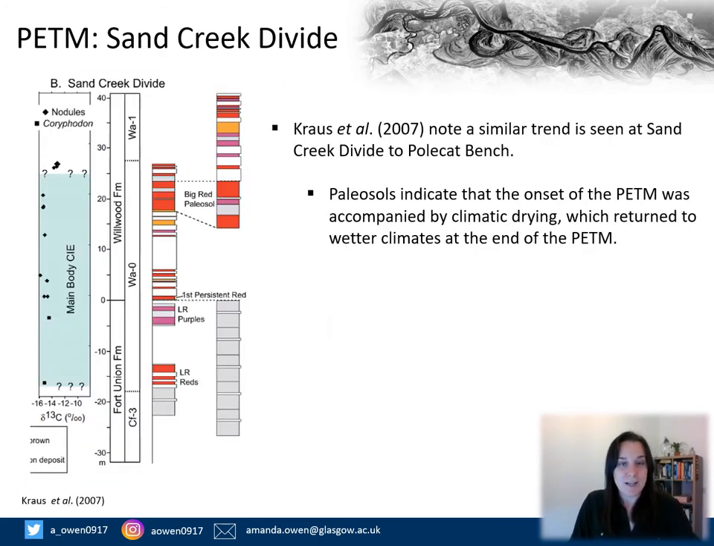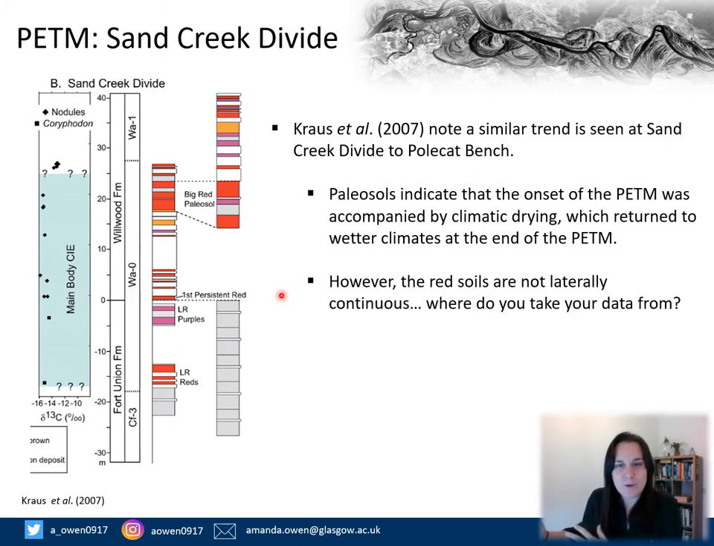So at Sand Creek Divide, our final stop, again, authors noted that there was a similar trend seen at Polecat Bench, where we had much more red and mature soils during this climate event, which in here is just in there. However, the authors noted, and it's something that we noted with our data as well, is if you trace that red layer, those nice thick deposits during that climate event, they actually change into grey deposits, even though we're in exactly the same time period.